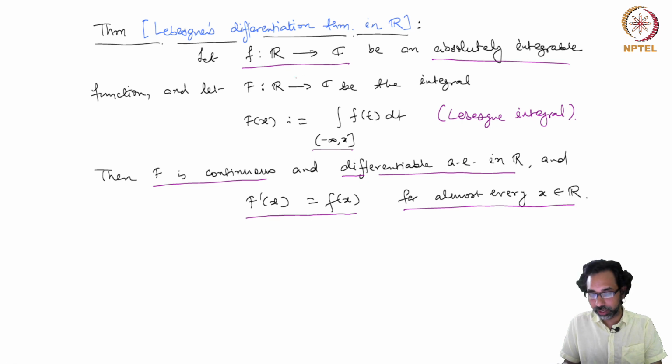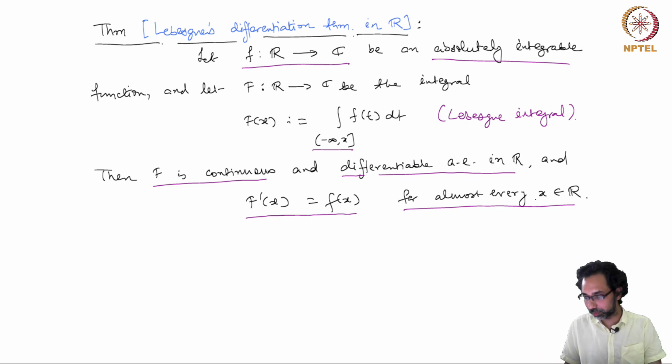So note that we have relaxed our assumption that f be continuous, and now we only consider absolutely integrable functions. But now our assertion is also weaker than before, because we are only asserting that this formula, F prime of x being equal to f(x), holds for almost every x in R and not everywhere in R.